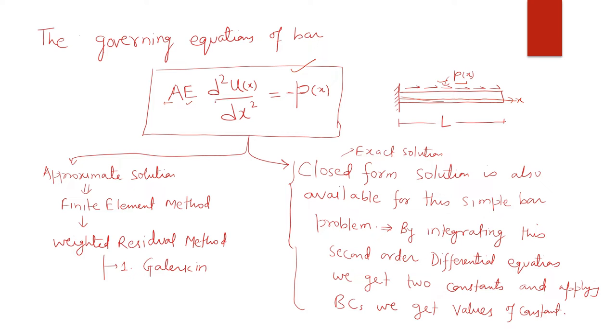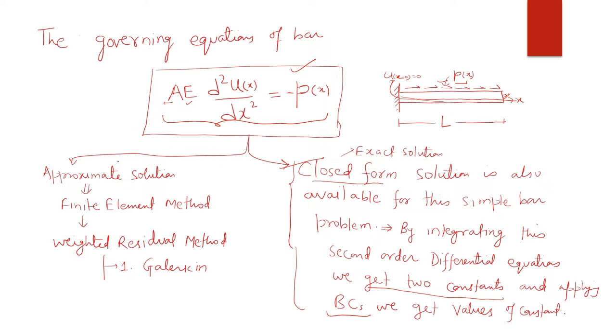We can solve this second order differential equation, the governing equation of the bar. One is the exact solution, the closed form solution, which is available for this simple bar problem. We can solve it by integrating the second order differential equation. We will get two constants, and we will apply the boundary conditions: at x equals 0, the displacement is 0, and at the other end, the stress is 0. So we can get the exact closed form solution by applying the boundary conditions.